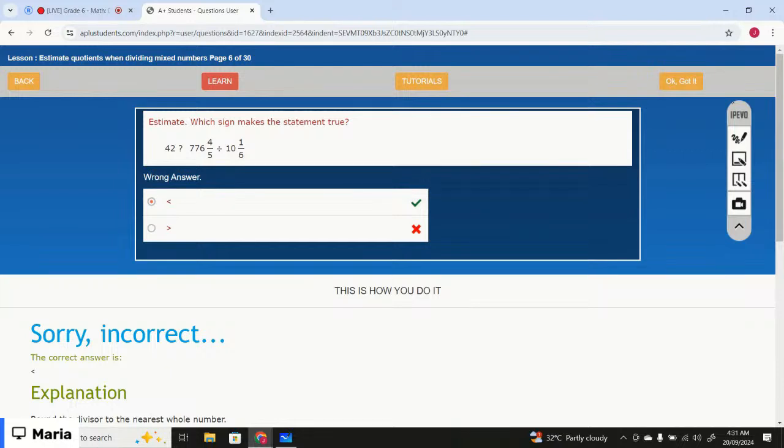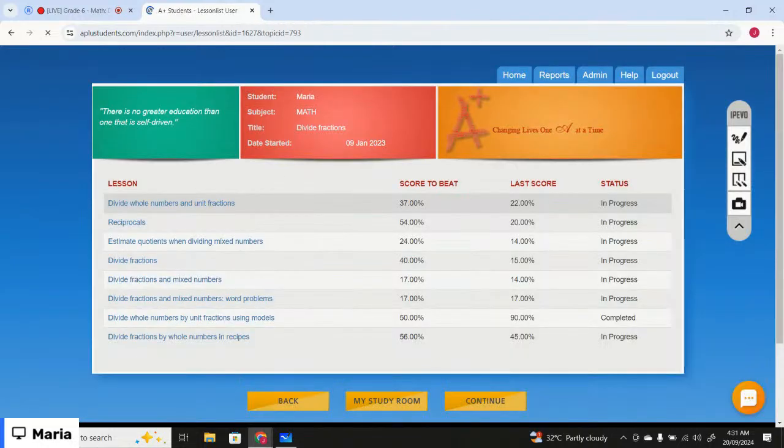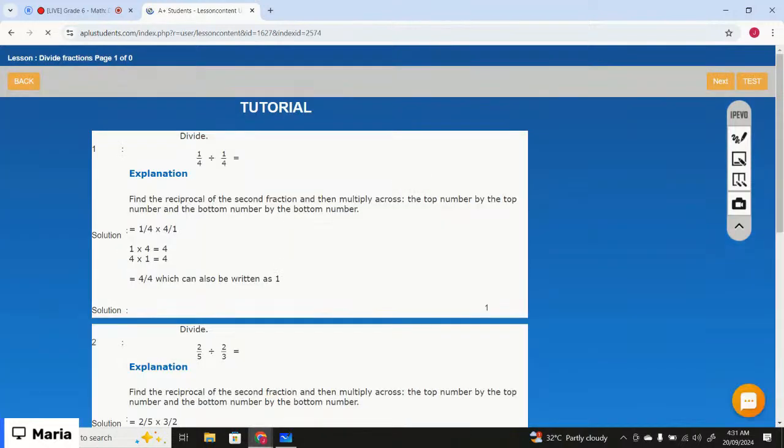Okay, got it. Okay, you can complete the lesson by yourself later today. Let me just move on to next lesson. The next lesson is divide fractions. So let's see how can we divide.